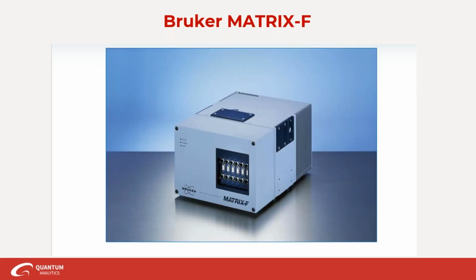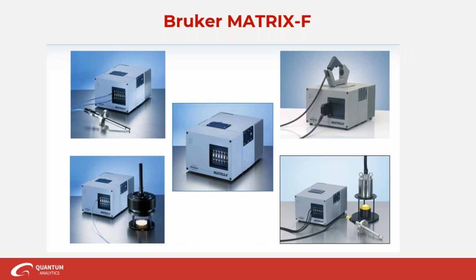And then here we have the Bruker Matrix F. So this is the process instrument. It's a 6-channel multiplexer. It can be fit with something to give you some additional channels if you need to do that. So you can measure 6 and potentially even more points in a process with a single instrument. And so you're looking at here some different kinds of probes.